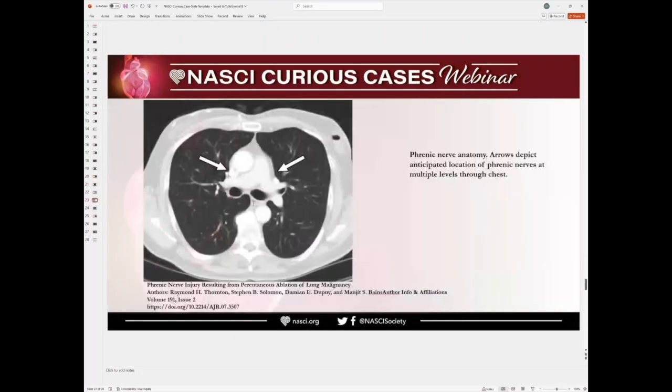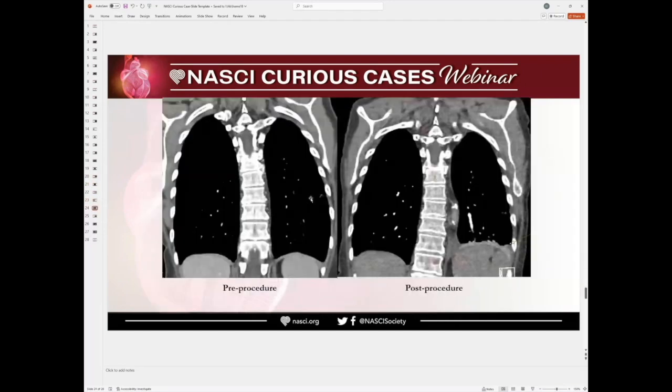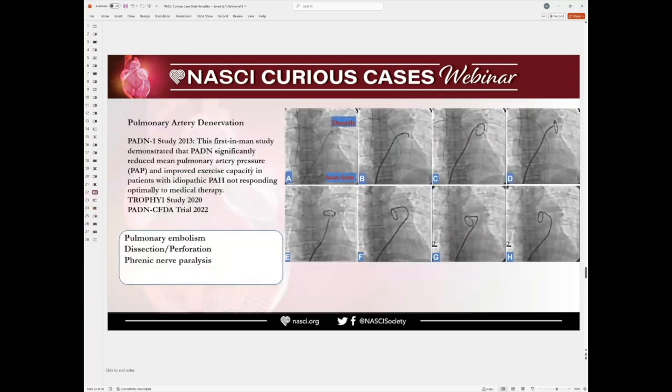Okay, the other complication in this case: this is the pre-procedure CT, the same case, and this is post-procedure. You can see the left diaphragm is elevated. So we just raised the concern that phrenic nerve paralysis might be possible. This is probably a couple of days before the surgery, and this is right after the surgery. So definitely this diaphragm is elevated. As I said, these three studies said the complication rate is very low. But anyway, in this case, I guess they had some complication.